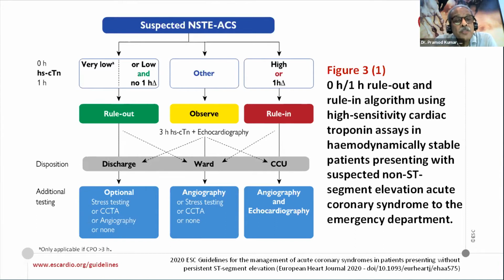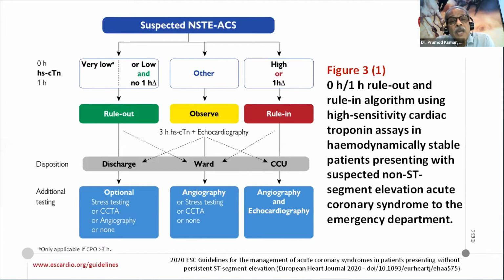If it is an intermediate one, you always repeat the HSCT after 2 hours and 3 hours and see what the rise is. If the rise is substantial, you rule in an NSTEMI or STEMI depending on the ECG changes. You do the echocardiography, and this patient goes to the ward for angiography or stress testing or CT angiogram.